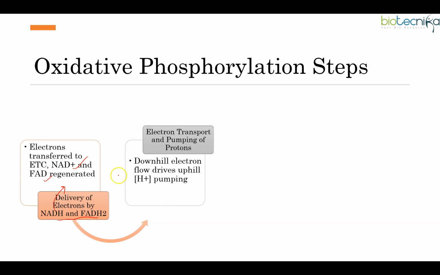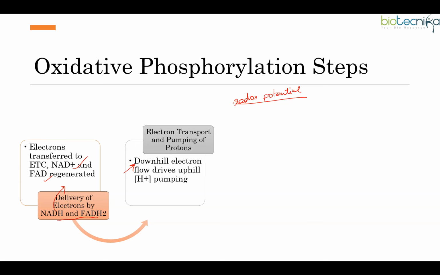Now a very important point over here is that the flow of electrons through the electron transport chain is downhill. What do you mean by downhill? Generally it means the electrons flow from a region of higher concentration to a lower concentration. But in this case, it means that they will flow from a lower redox potential to a higher redox potential complex. What is redox potential? Redox potential is the capacity to get reduced, that means the capacity to accept electrons.